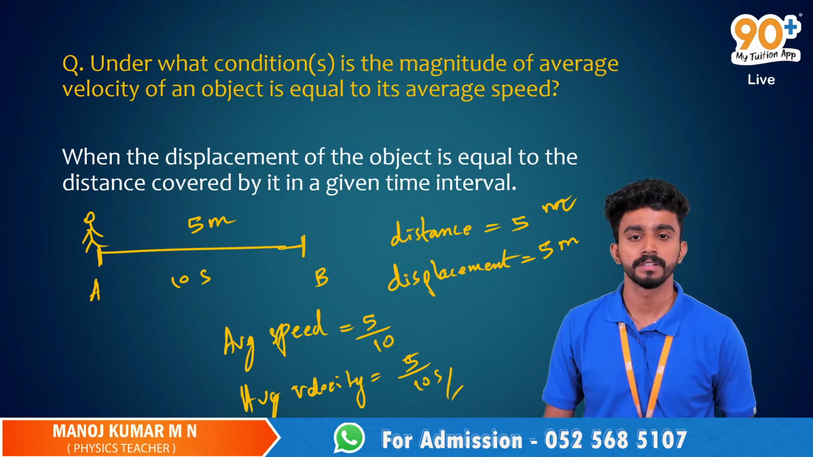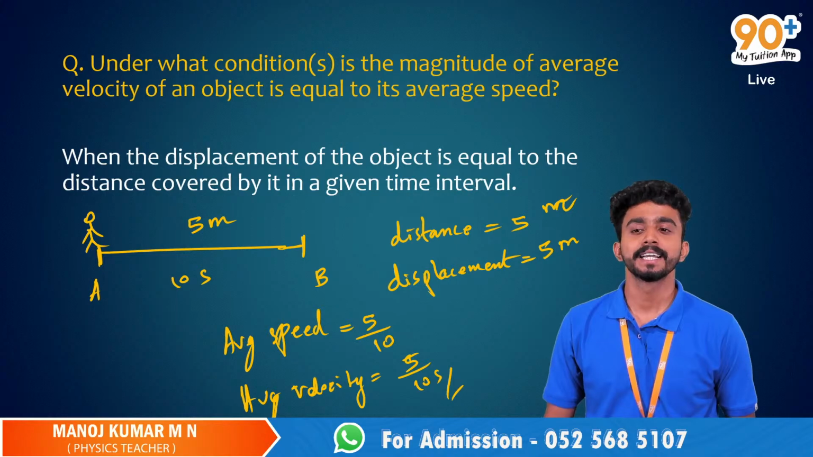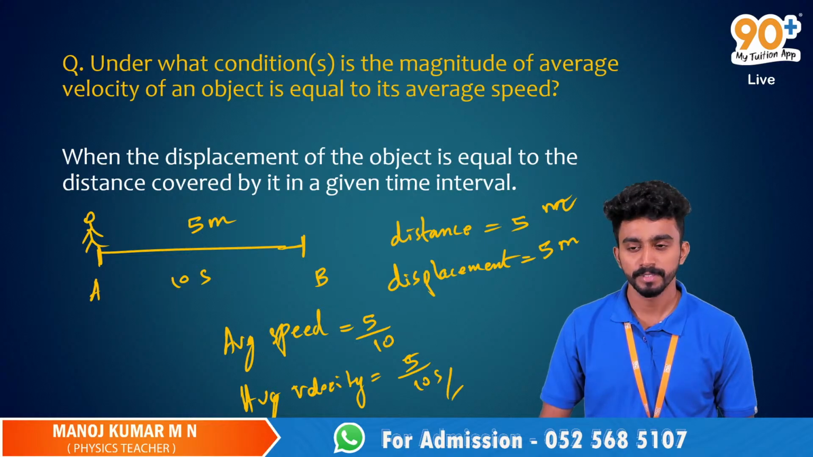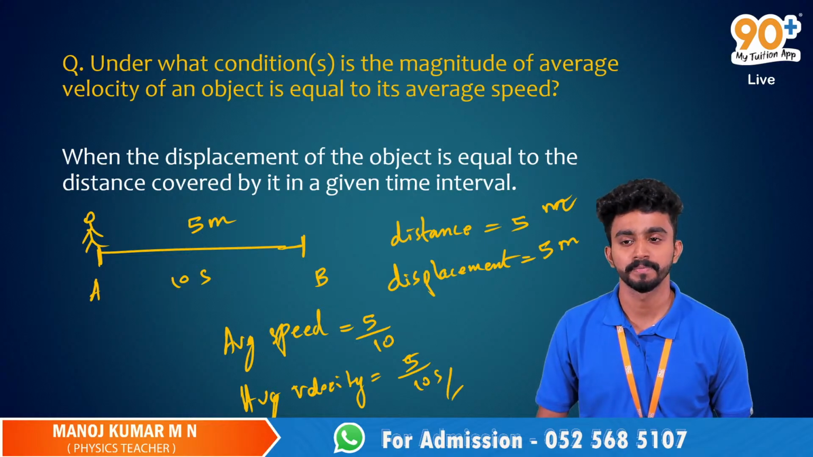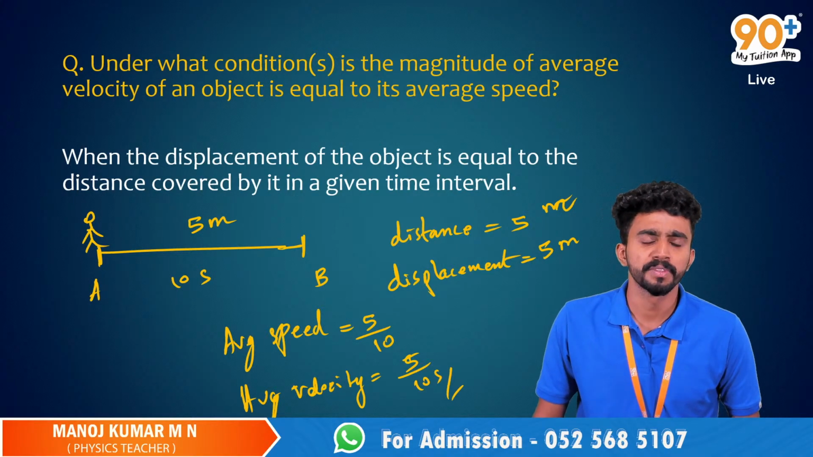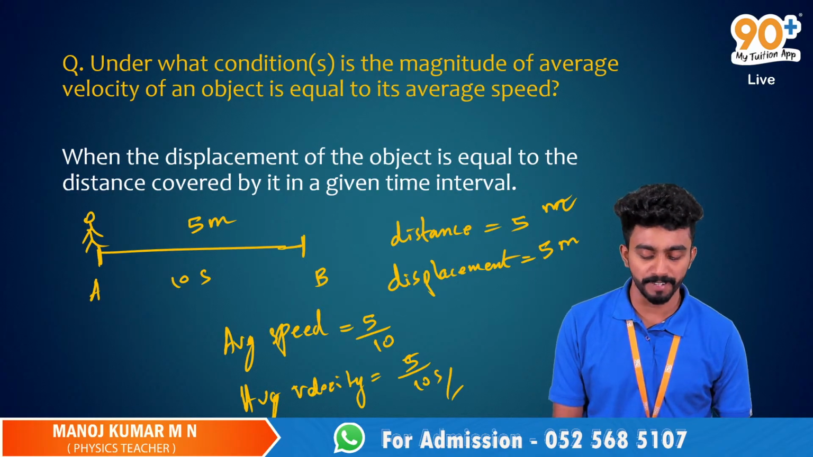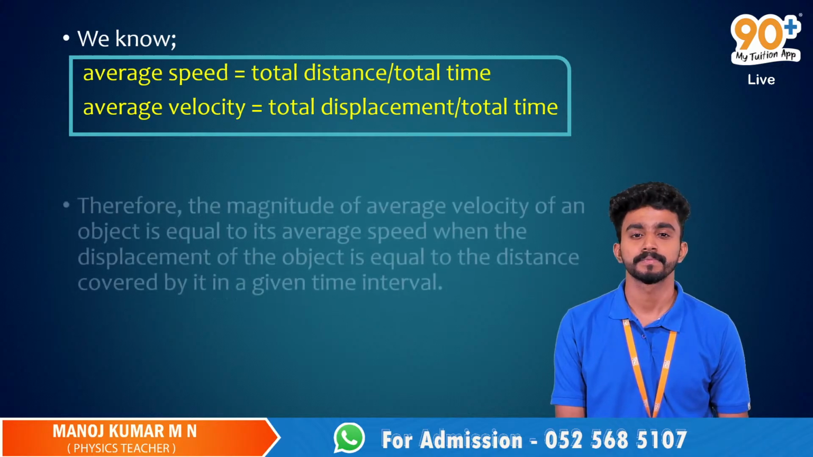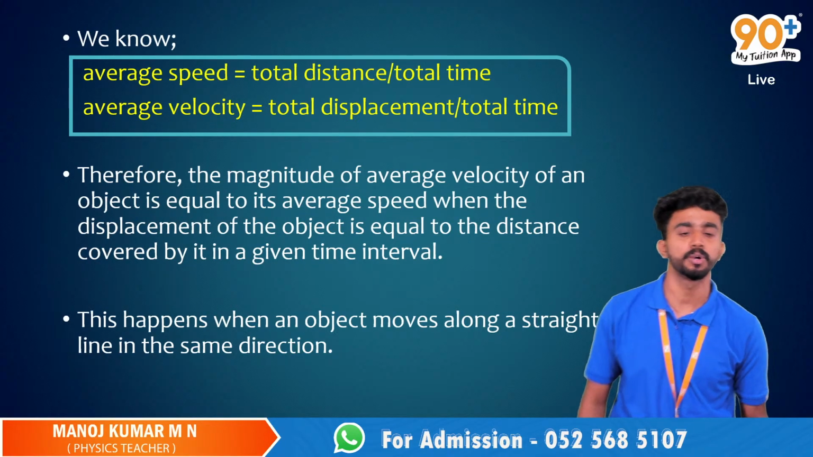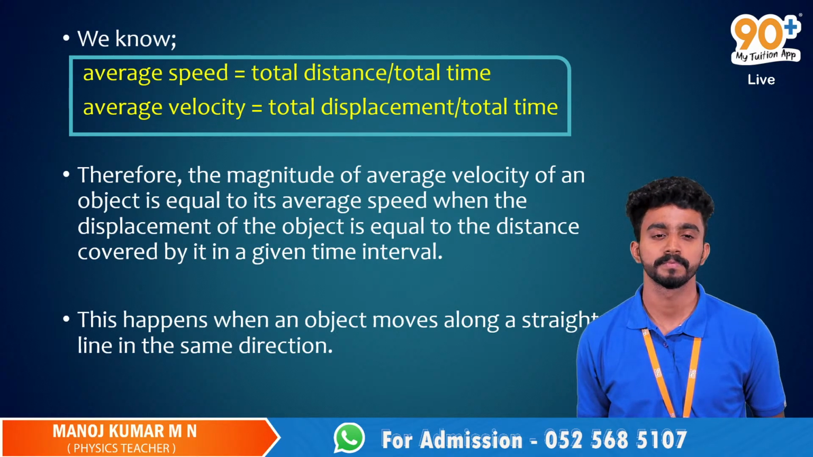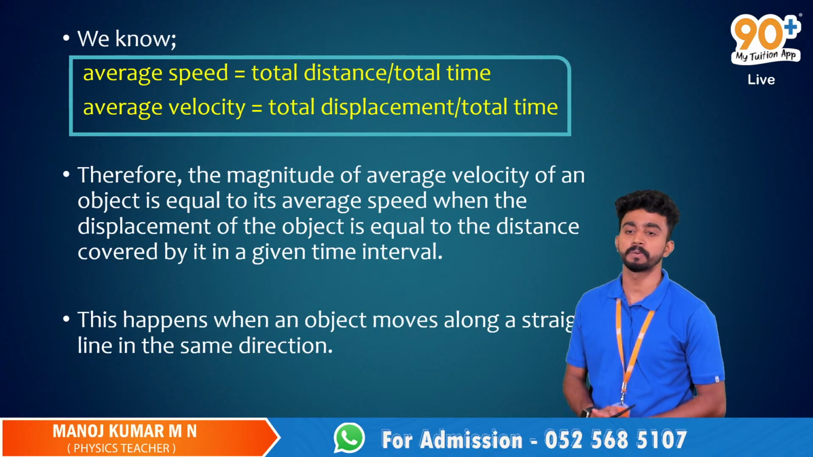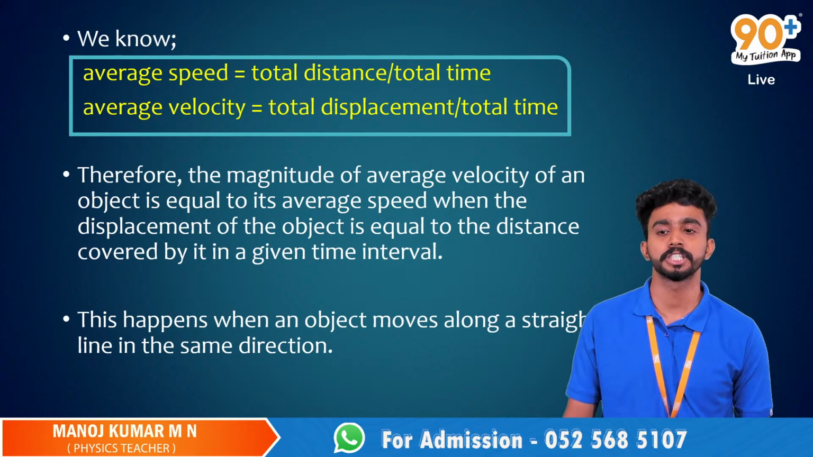Under what conditions is the magnitude of... Okay. Keep it a little bit close. Let me see. Okay, fine. Distance covered by it. So, Daniel, let me know in which case this average speed and average velocity will be equal. Like I don't understand, sir. In which condition will the average speed and average velocity be equal? Under what condition?